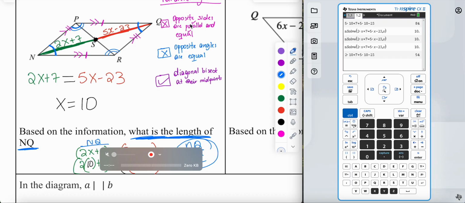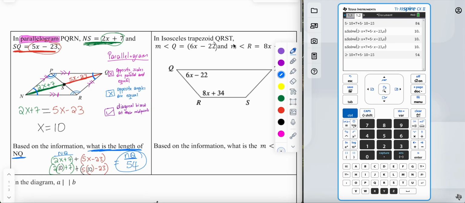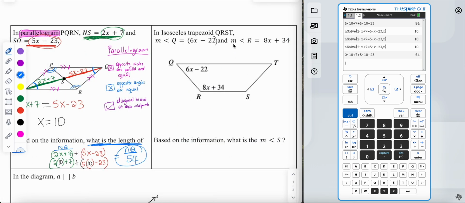All right. So just a point to note, a square is a parallelogram, a rectangle is a parallelogram, and a rhombus is a parallelogram. And in all of those parallelograms, these first two are always true. All right. So now we're going to move on to the next one. So let's go to this one.